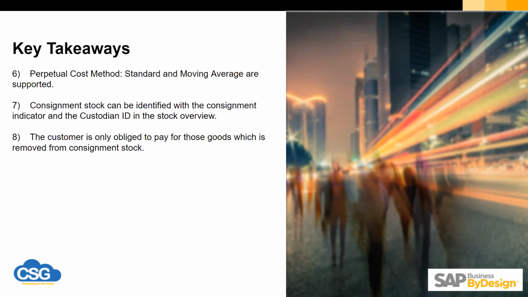Then these two perpetual cost methods are available as standard: moving average. Consignment stock can be identified with a consignment indicator and the custodian ID in the stock overview. So whatever the consignment goods are, there will be the custodian ID available and there will be the indicator for consignment. That's how we know that these are the consignment goods. And there's a stock type pre-delivered as well. And then the customer is only obliged to pay for those goods which are removed from consignment stock.